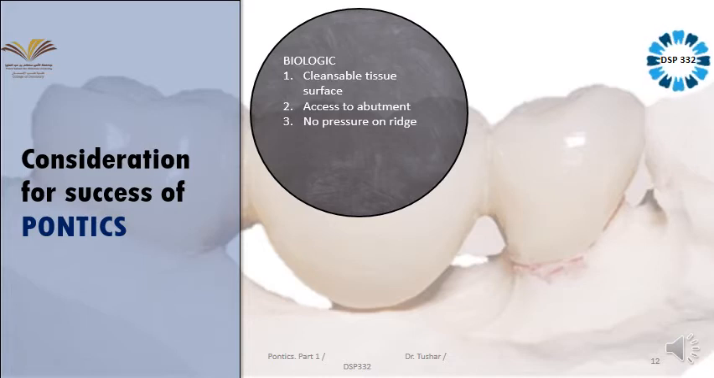The access to the abutment should be easy so that you can maintain the periodontal health of your abutment tooth properly, right? Because that is the main foundation for your fixed partial denture. If your abutments are not good, your FPD will fail. No pressure on the ridge, because if there is pressure on the ridge, there will be irritation, inflammation, and periodontal problems. So all these are biological considerations. We will see them in depth also.